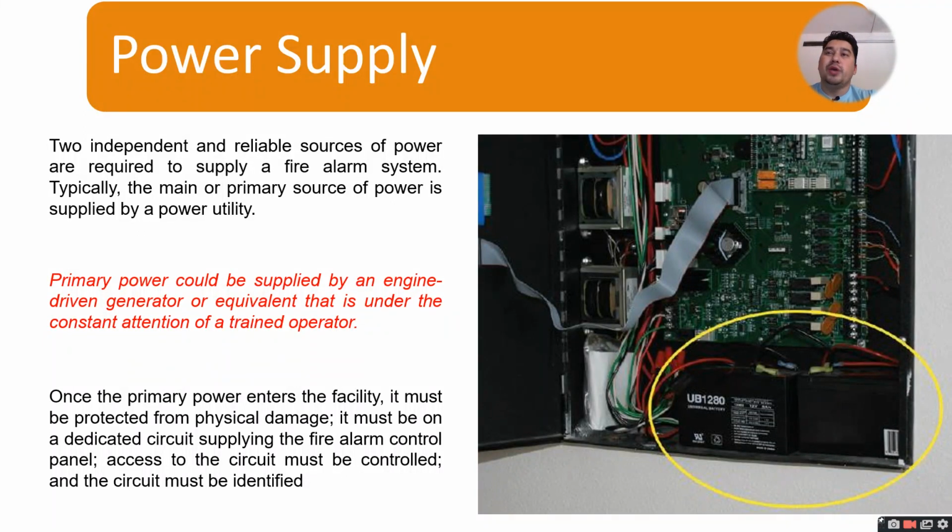Power supply. Two independent and reliable sources of power are required to supply a fire alarm system. Typically the main or primary source of power is supplied by a power utility. Primary power could be supplied by an engine-driven generator or equivalent that is under the constant attention of a trained operator. Once the primary power enters the facility, it must be protected from physical damage, that you have to make sure, and it must be on a dedicated circuit supplying the fire alarm control panel. Access to the circuit must be controlled and the circuit must be easily identified.